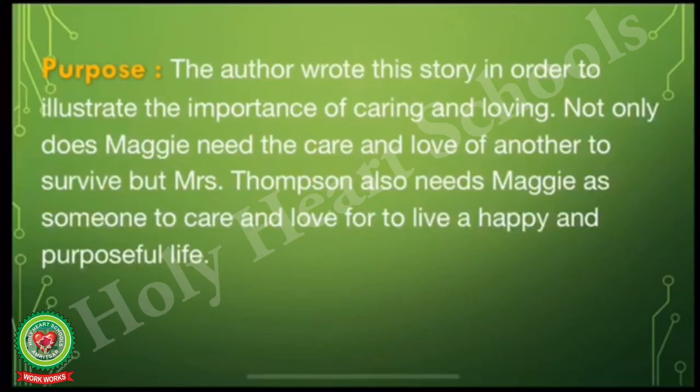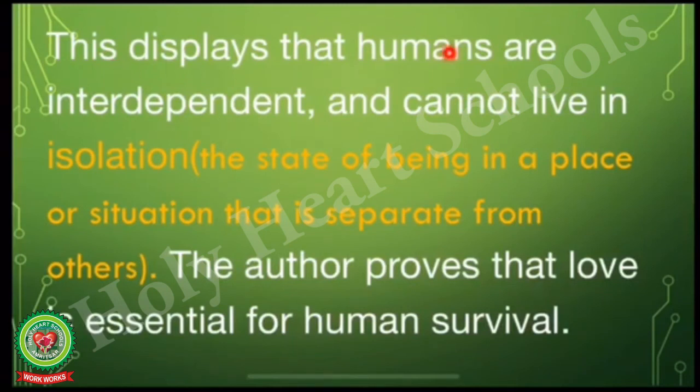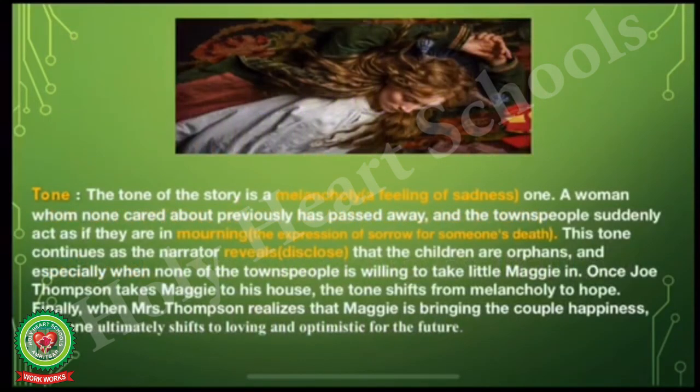Not only Maggie needs care and attention, but Mrs. Thompson also needs the same in return. So this displays that humans are interdependent and cannot live in isolation. So underline the word isolation and write down the state of being in a place or a situation that is separate from others. So this situation that the writer has created shows us that a human cannot live in isolation. The author proves that love is essential for human survival. So students, I hope you have understood the purpose behind the story.